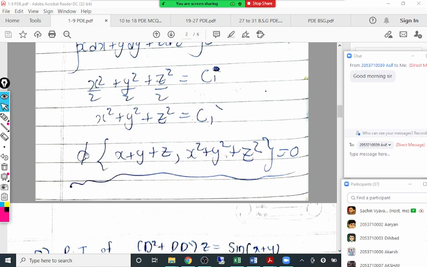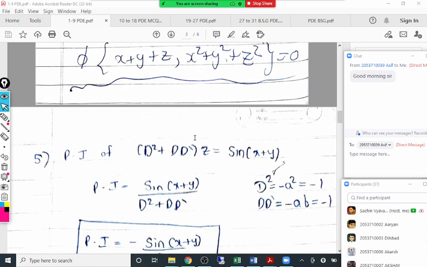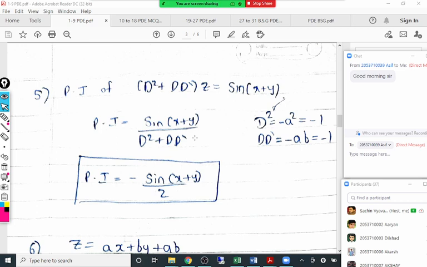Instead of phi, some author can use f. F as a function. So this phi is just a notation for the function. We can use any notation for denoting the function there. That's one. Any doubt in the first four questions? No.